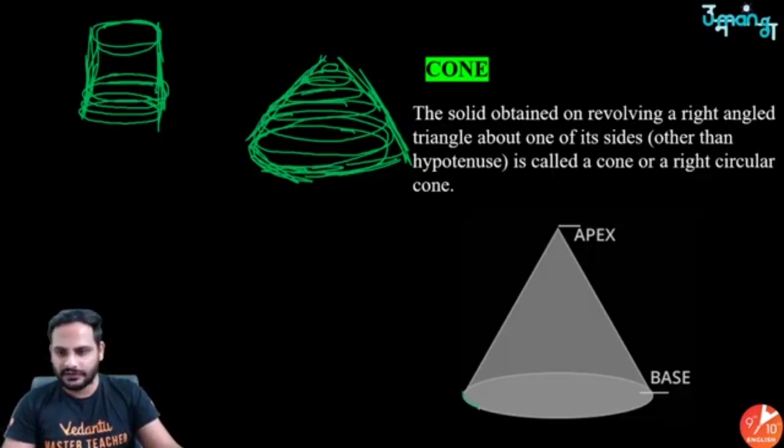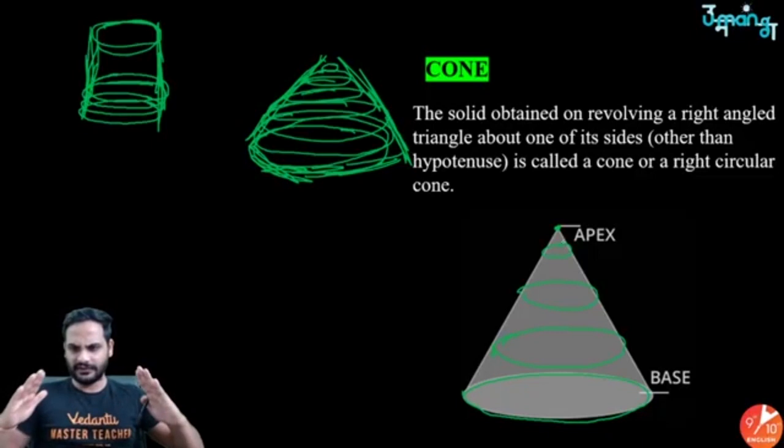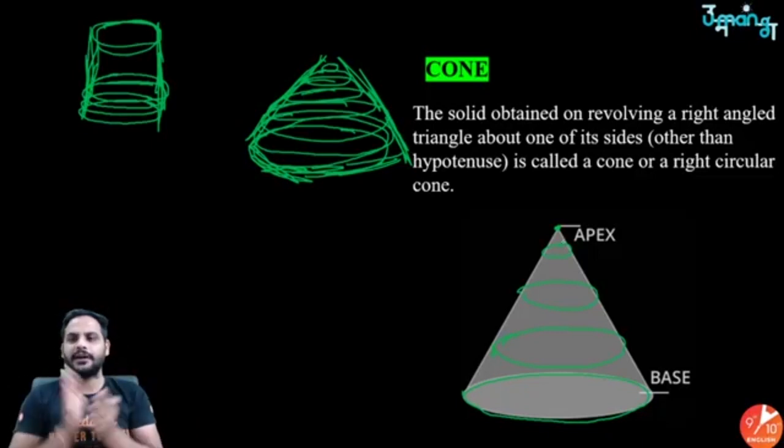See, here the circle size is this. Later the circle size has decreased. Here also the circle size has decreased. Here also it has decreased. Till the point at the top where there is a point, or the circle's radius is 0. So in this way the circle size is decreasing and you are getting a cone. So a solid obtained on revolving a right angle triangle.